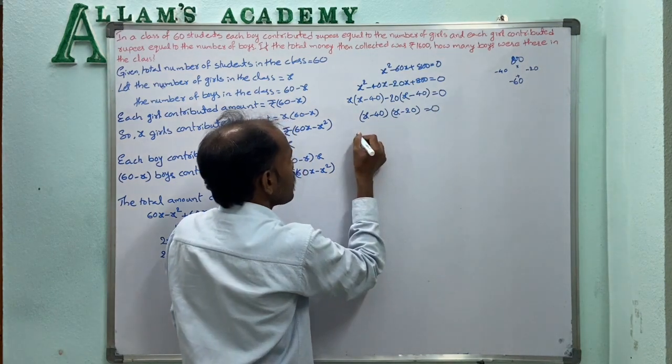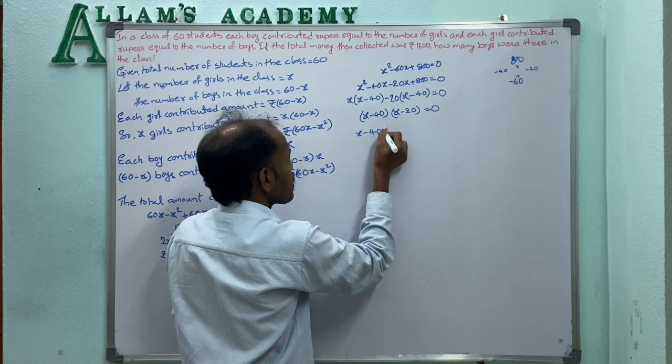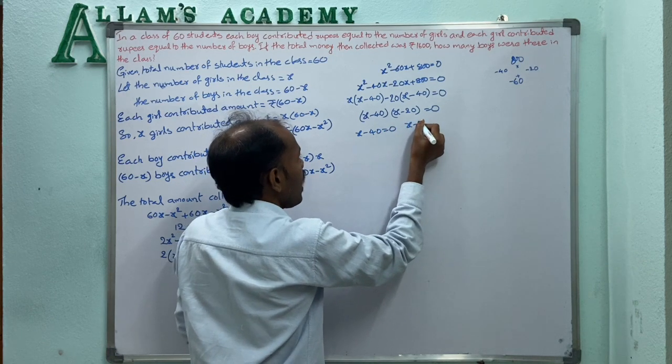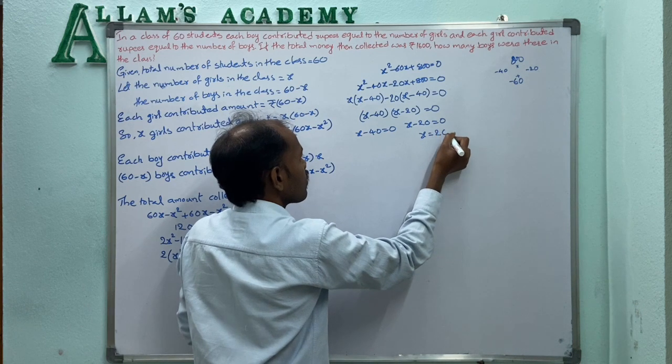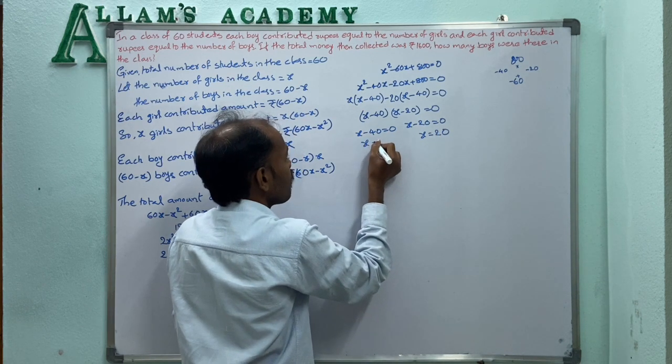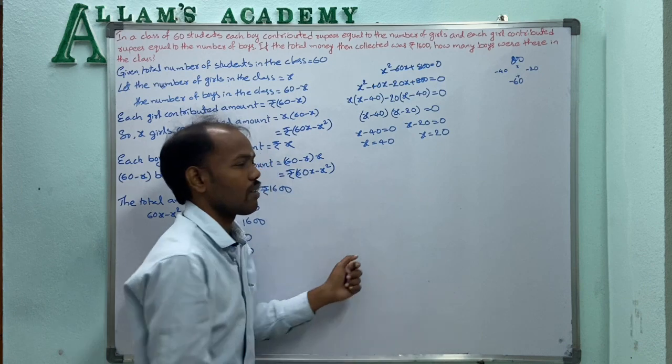So x minus 40 into x minus 20 equals 0. That means either x minus 40 equals 0, or x minus 20 equals 0. If x minus 20 equals 0, then x equals 20. If x minus 40 equals 0, then x equals 40.